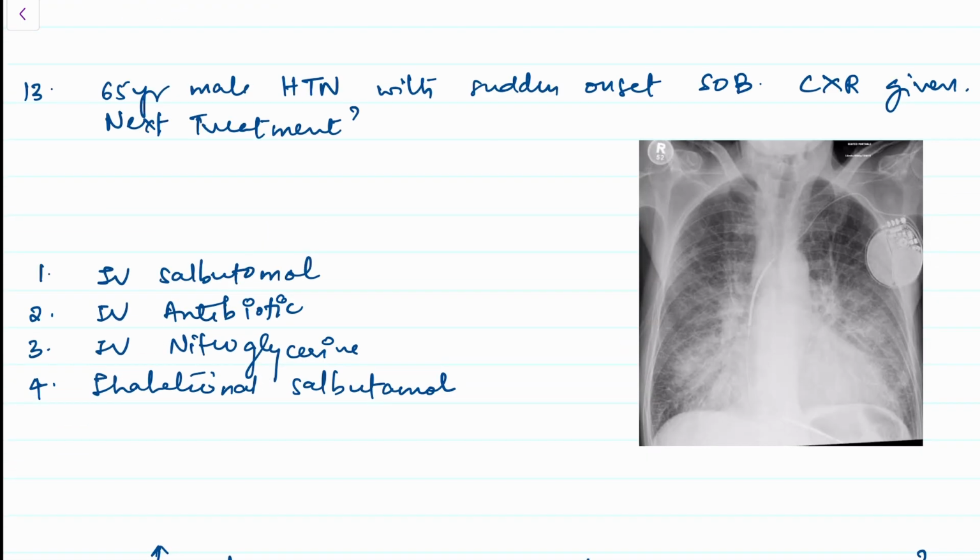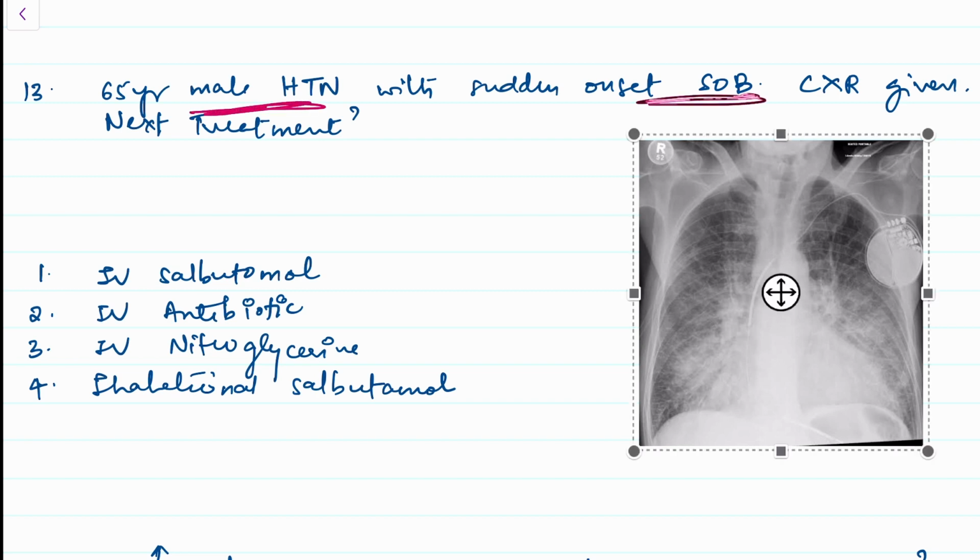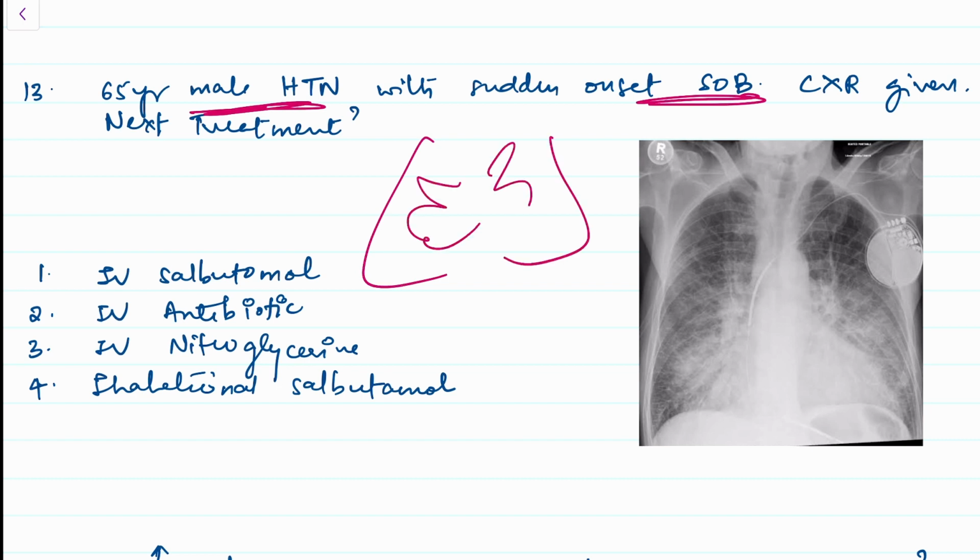Next up, a 65-year-old male hypertensive with sudden onset SOB. So they are talking about pulmonary edema. You have this bat-wing appearance of edema here in this patient. So the answer would be furosemide. Since that is not there, the answer would be nitroglycerin.